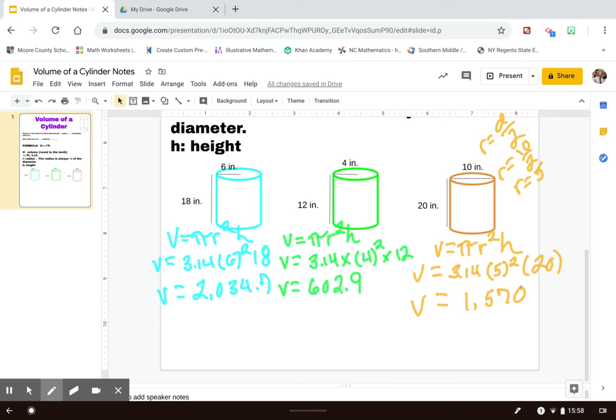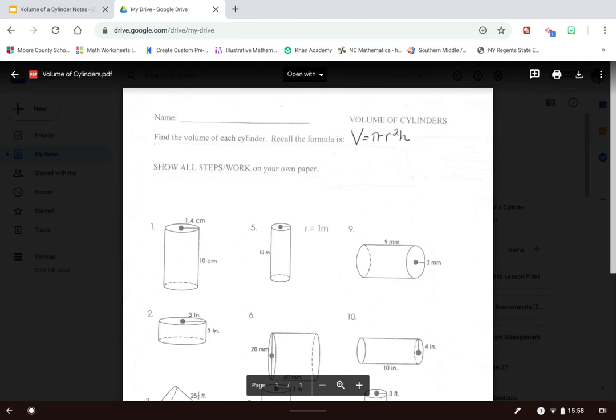There is an assignment for you to do. It's the volume of cylinders, and it is 12 easy examples. They're all radiuses except for number 6. Number 6 is a diameter, but we'll start just using radiuses, and then we'll add diameters in later this week. If you have any questions, you can find me on Google Meet between 11 and 1, or email me, or message me, preferably through Google Classroom, if you've got questions about this assignment.